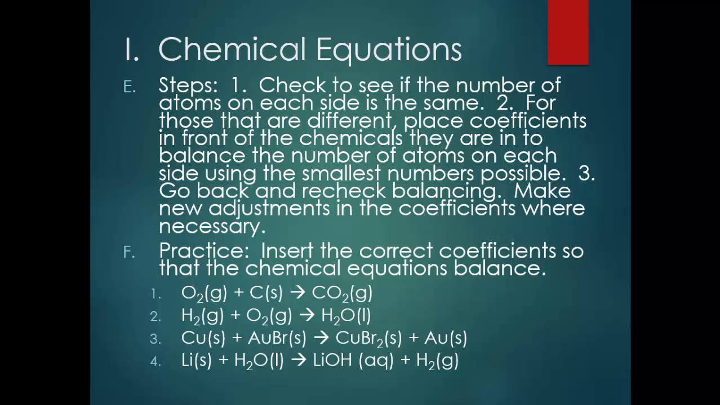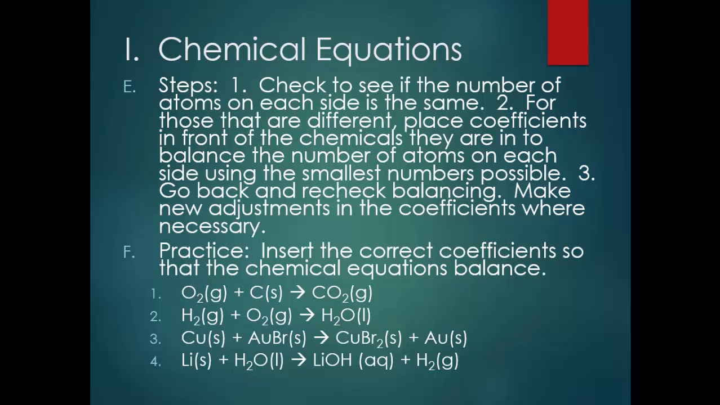So I've given you some equations here. Go ahead and practice. See if you can insert coefficients to make them balance. Your first one here, for example, we have 2 oxygen and 1 carbon, and in our product we have 1 carbon and 2 oxygen. So that one is balanced, and we don't have to do anything. The second one here, you have 2 hydrogen and 2 oxygen, and in our water we have 2 hydrogen and 1 oxygen, so that isn't balanced.